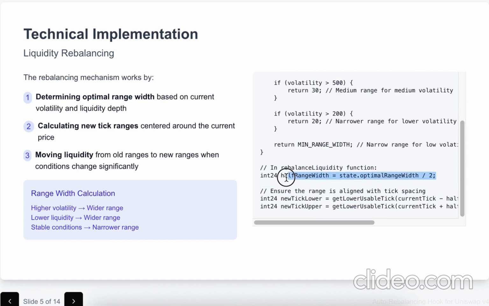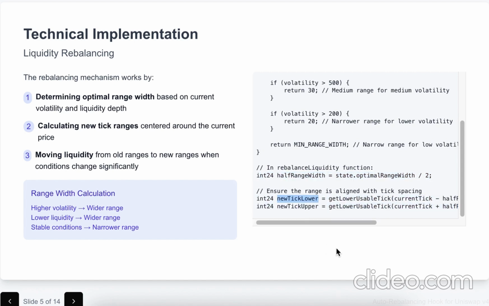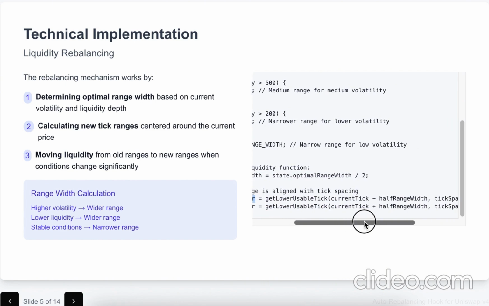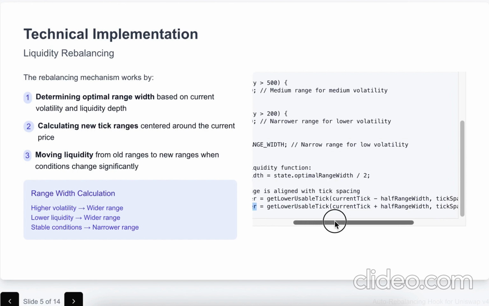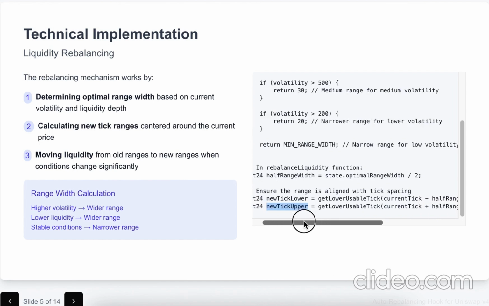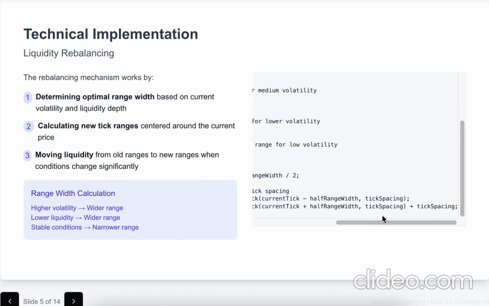This line of code here calculates half of the optimal range width to create a range centered around the current tick. In this code snippet, the lower tick is calculated by subtracting half the range width from the current tick, whereas the upper tick is calculated by adding half the range width to the current tick. Both are adjusted using a get lower usable tick helper function to ensure they align with the pool tick spacing. For the upper tick, an additional tick spacing is added to ensure the range includes the upper boundary.